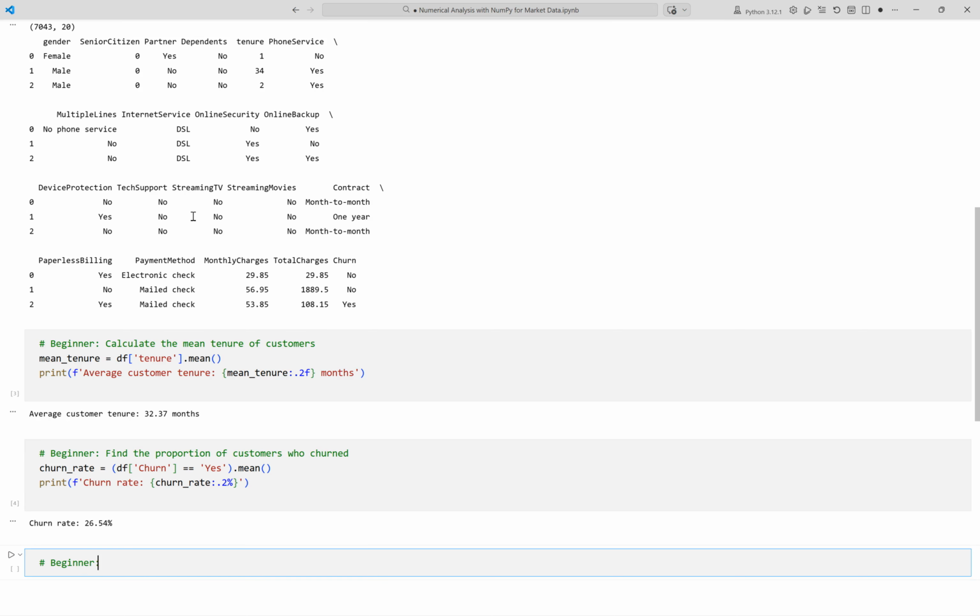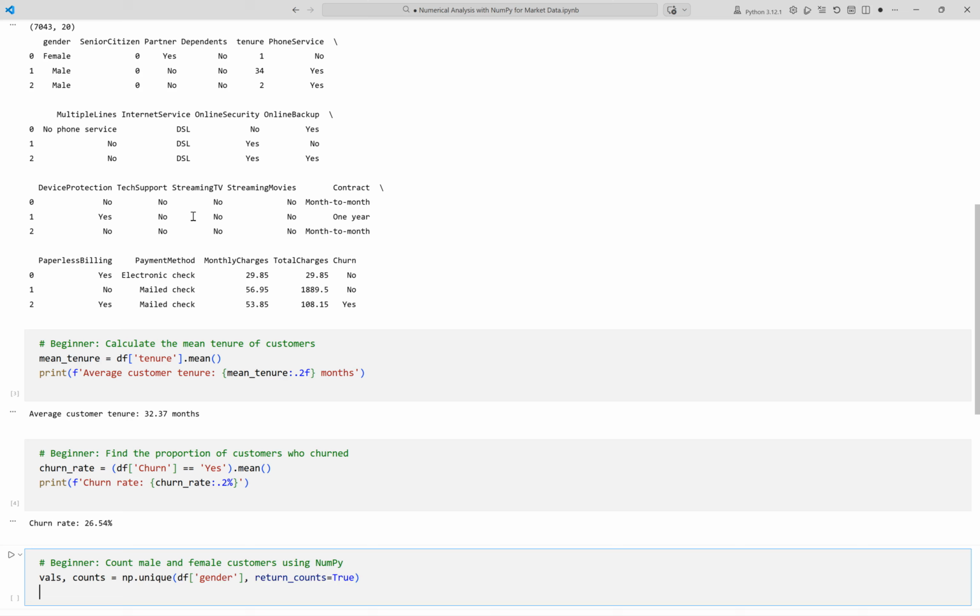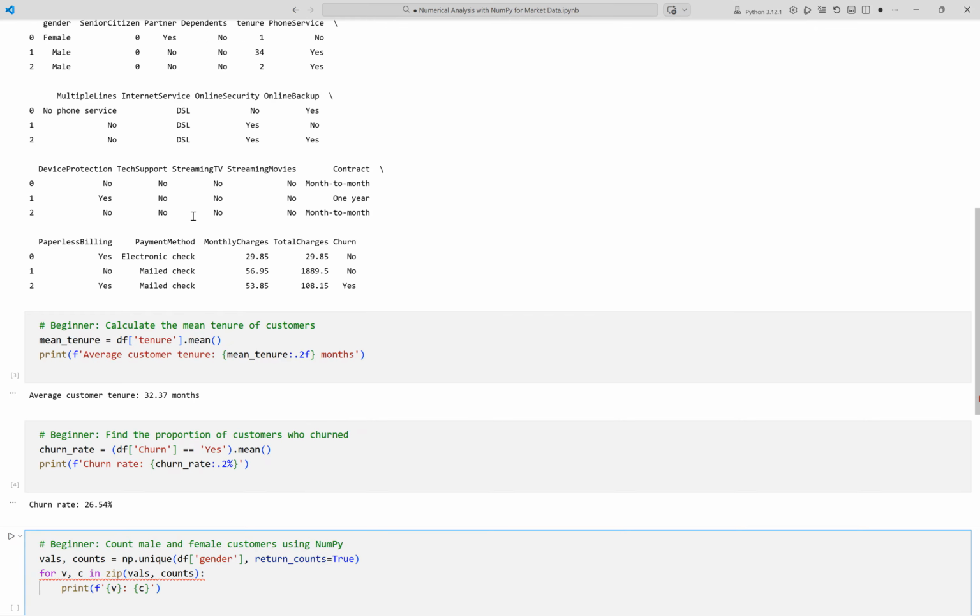Understanding gender distribution can inform marketing segmentation. NumPy's unique function counts how many male and female customers there are. We iterate over the unique values and their counts. The business can use this to see if their customer base is skewed by gender.